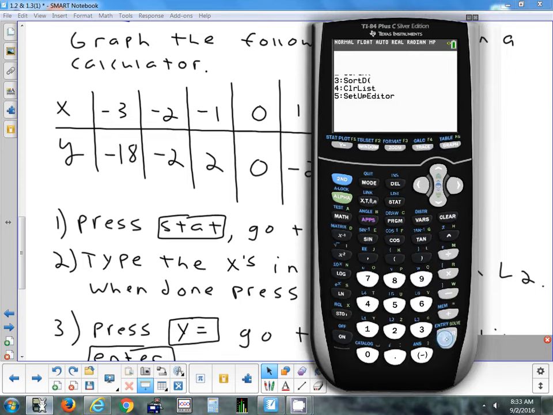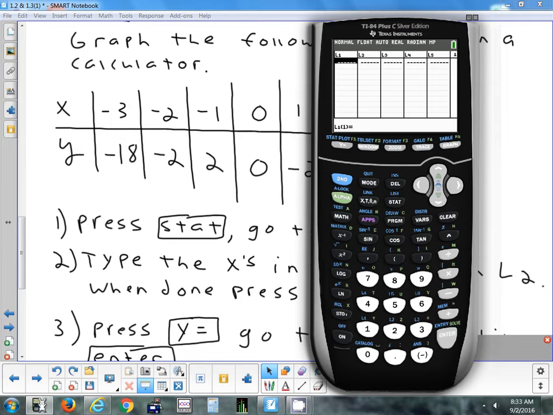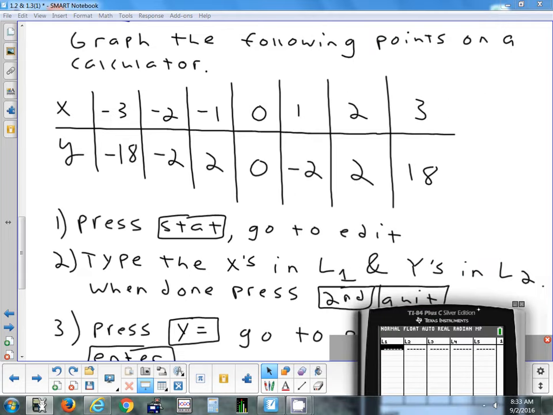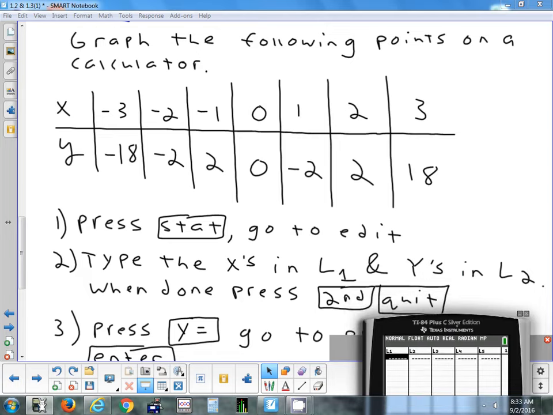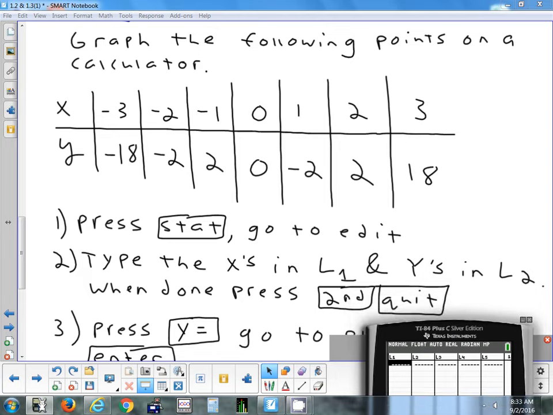And I'm going to press enter on edit. Now I've got all these different lists I can type things in. What I'm going to do is type all the x values in the first list, L1, and all the y values in the second list, or L2. You don't have to do it that way, but if you do, it just makes things a little easier.